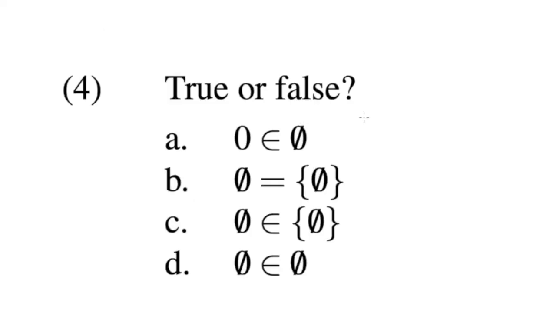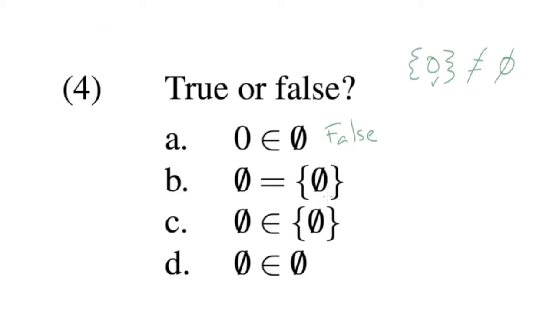So let's have a look at some more complicated examples to really get a handle on this concept. Okay, next one, true or false? Let's look at the first one. Is 0 a member of the empty set? Well, the empty set contains nothing. So the empty set can never have 0 in it, because the empty set has no members. So we know that 0 can never be a member of the empty set. So this is false.